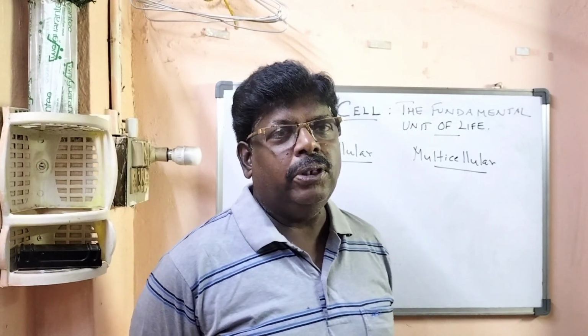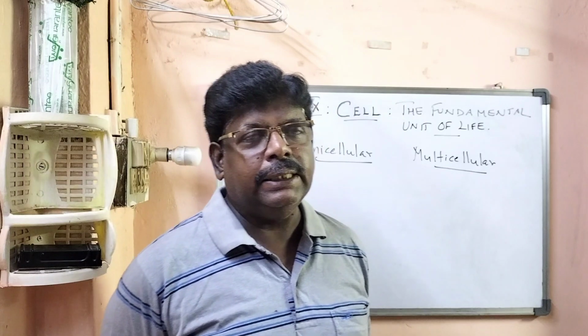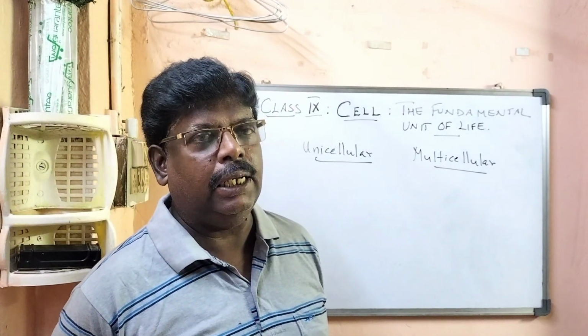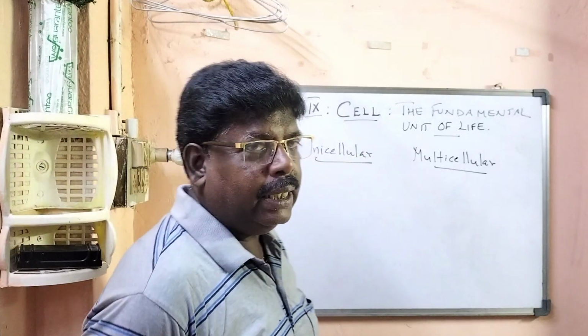Now we'll see about unicellular and multicellular organisms. Organisms that are made up of a single cell are called unicellular organisms. So you know various examples.